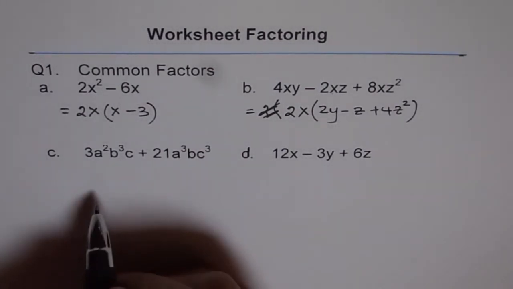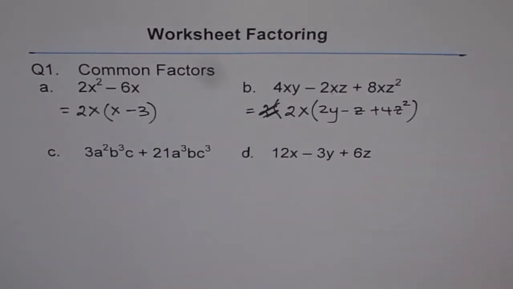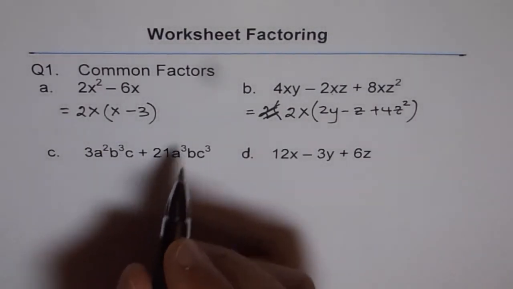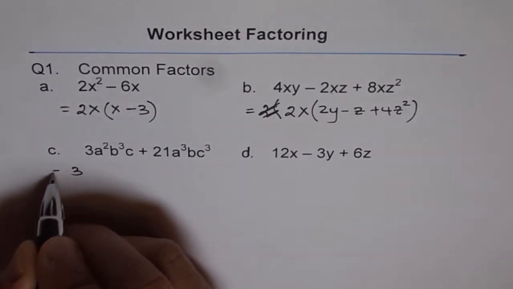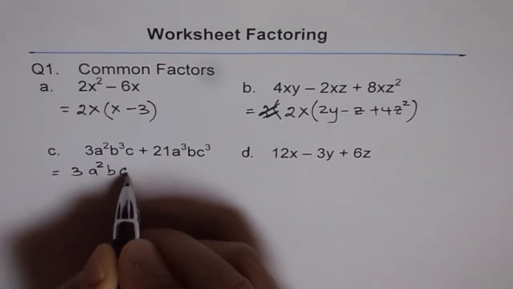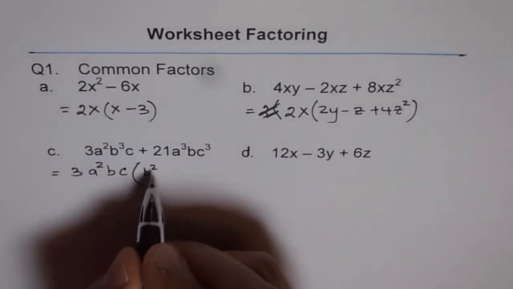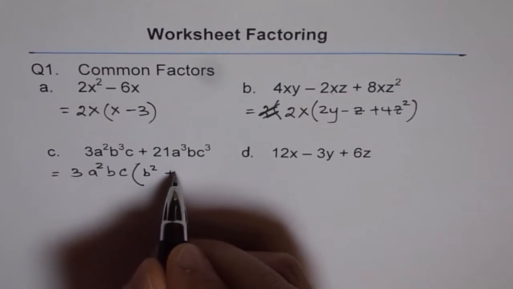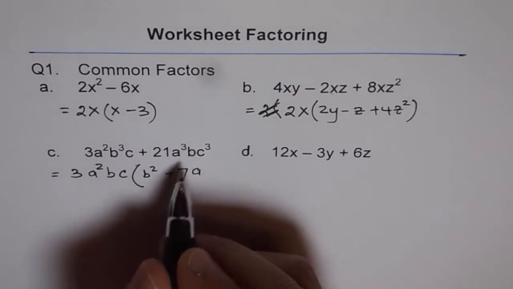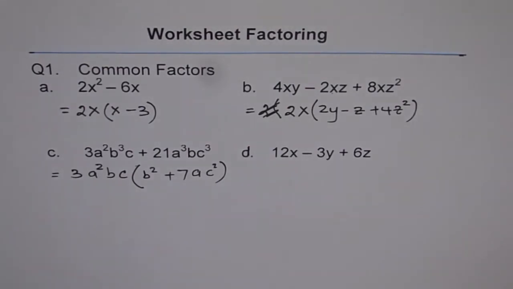Now let's see here. 3, 21. 3 is common. 3 times 7 is 21. A squared is common, then b is common and c is common. So we can factor out 3, a squared, b and c. Once you do that, we are left with b squared here, and in this case 21 divided by 3 is 7, a cubed, so a is left here, b you've already taken common, c squared. That makes it c cubed, right? So this is how you're going to factor it.